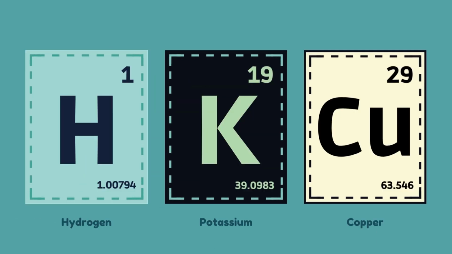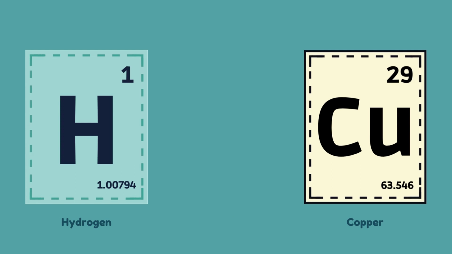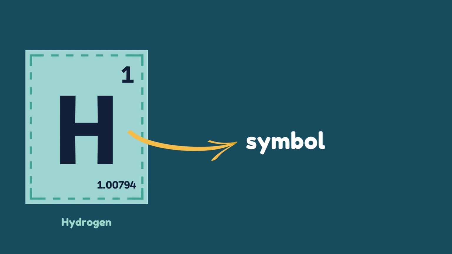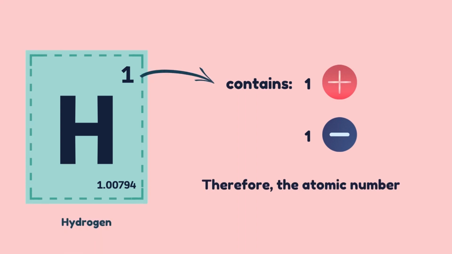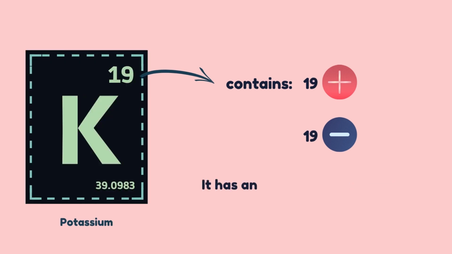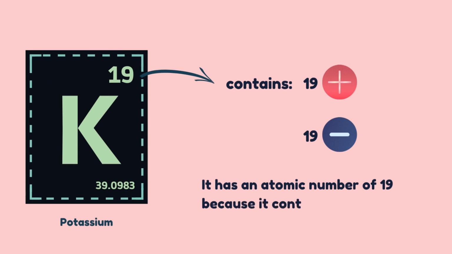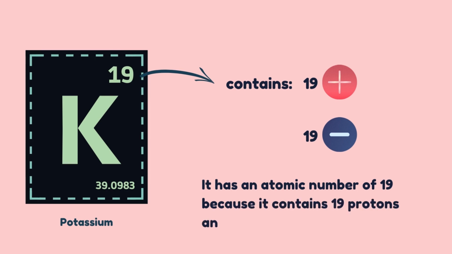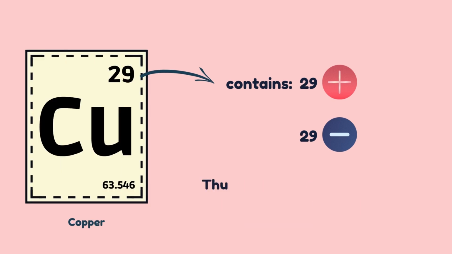Let's take a look at these chemical elements: hydrogen, potassium, and copper. A hydrogen atom, denoted by the symbol H, contains one proton and one electron. Therefore, the atomic number of hydrogen is 1. Another example is the chemical element K, also known as potassium. It has an atomic number of 19 because it contains 19 protons and 19 electrons.